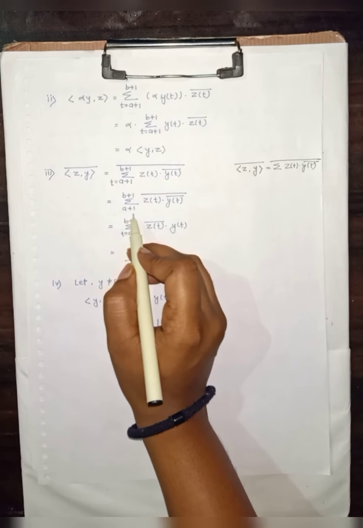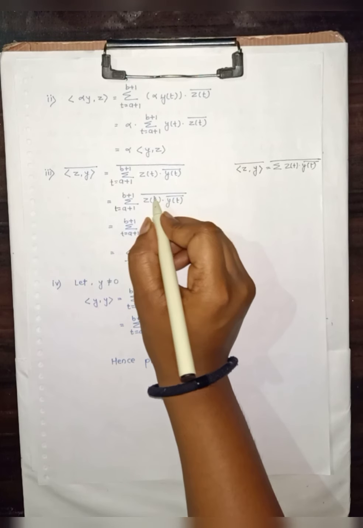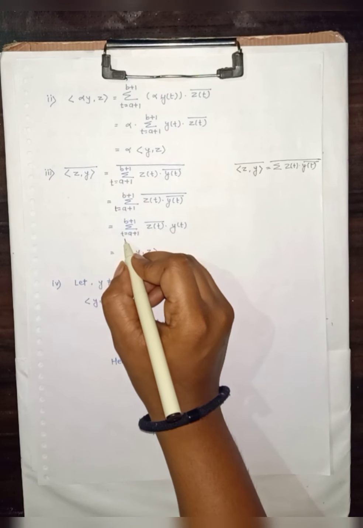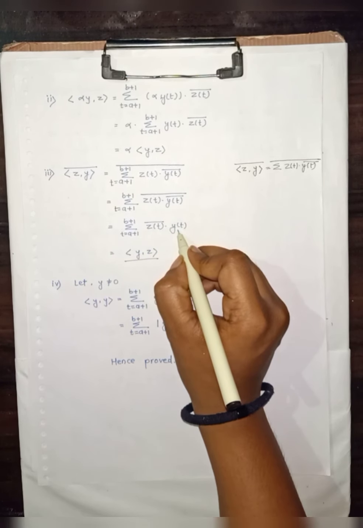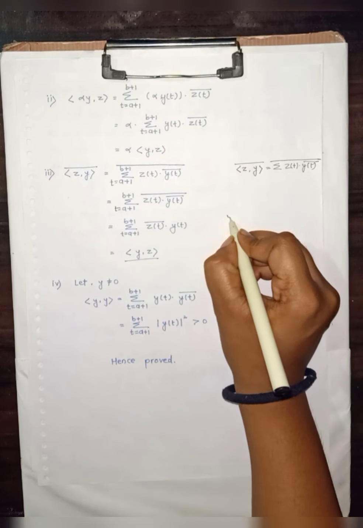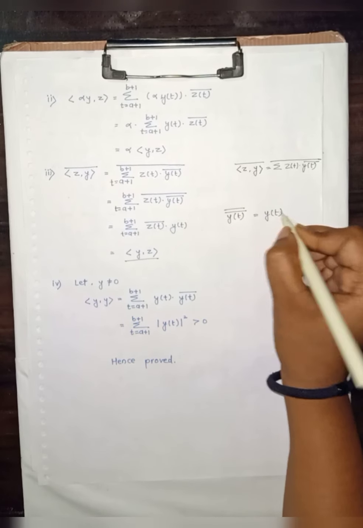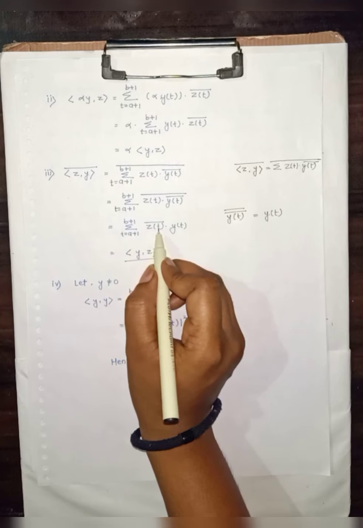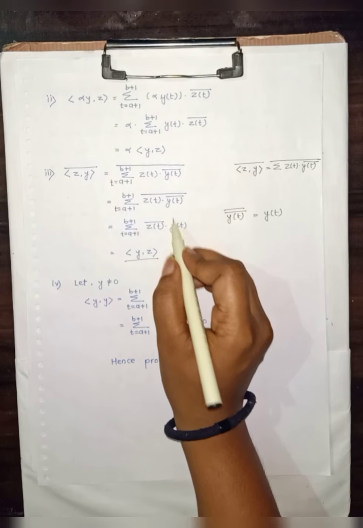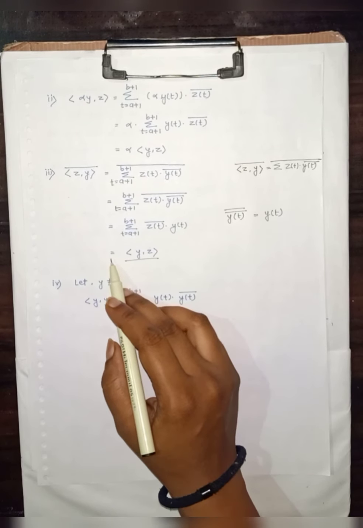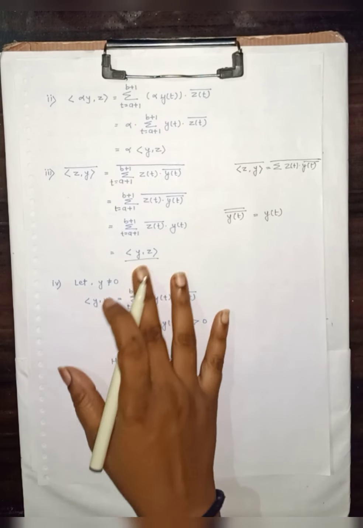Therefore, the conjugate of summation from a plus 1 to b plus 1 of z of t into y of t conjugate equals summation from t equals a plus 1 to b plus 1 of conjugate of z of t, and we get y of t, because if we take conjugate over conjugate we get the actual answer. Therefore, summation from t equals a plus 1 to b plus 1 of conjugate of z of t and y of t is out of the conjugate. Therefore, it equals the inner product of y and z, and hence the third property is proved.